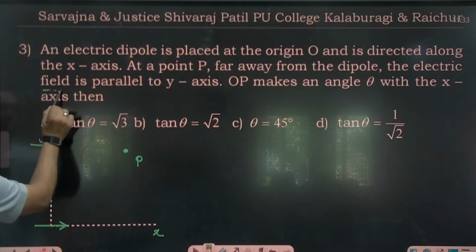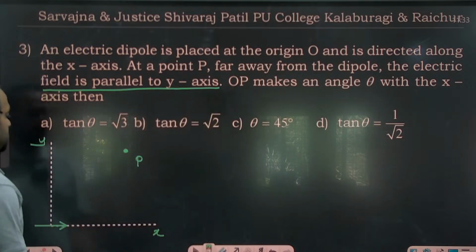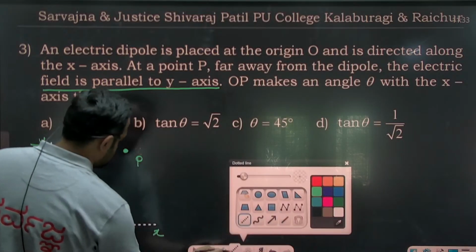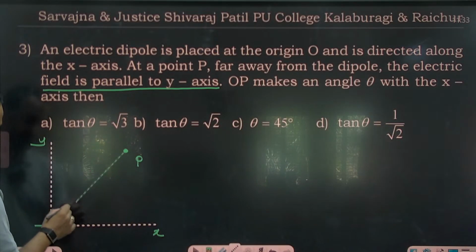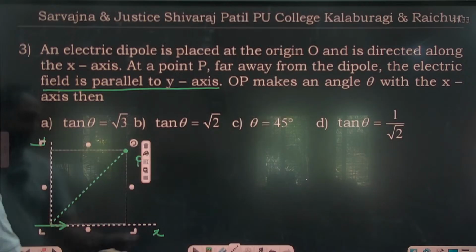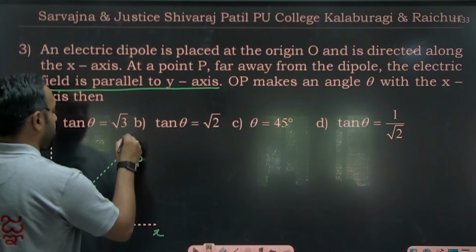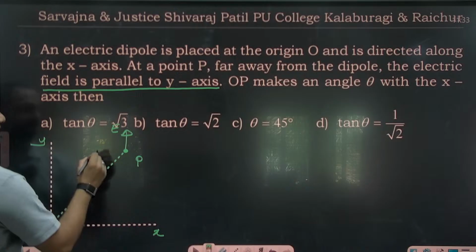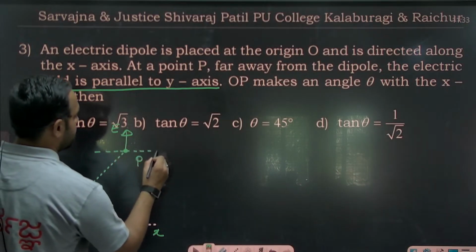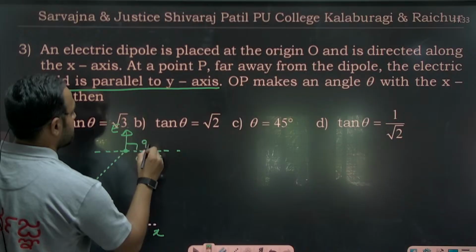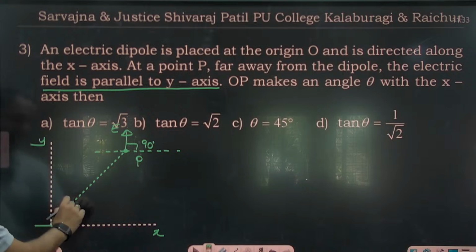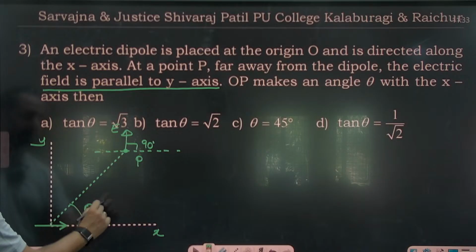Electric field is what? Electric field is parallel to the y-axis. So if I take this, parallel to the y-axis, what angle does it make with the x-axis? 90 degrees. Okay, and what else have they given? OP makes an angle of theta with the x-axis. So this angle is theta.